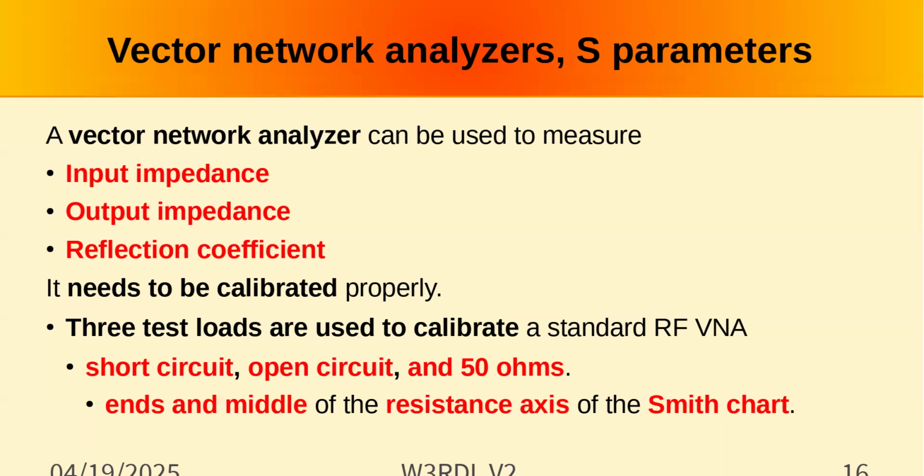Sometimes you can do the full calibration where you actually do isolation and pass through. So if you're going to be testing like a filter where you're going to be looking at input and output, you want to do the pass-through calibration, which would be an S21. That's a scatter parameter. We're coming to that. And those 3 calibration points are the 3 points on the Smith chart: the center and the ends of the horizontal real axis.